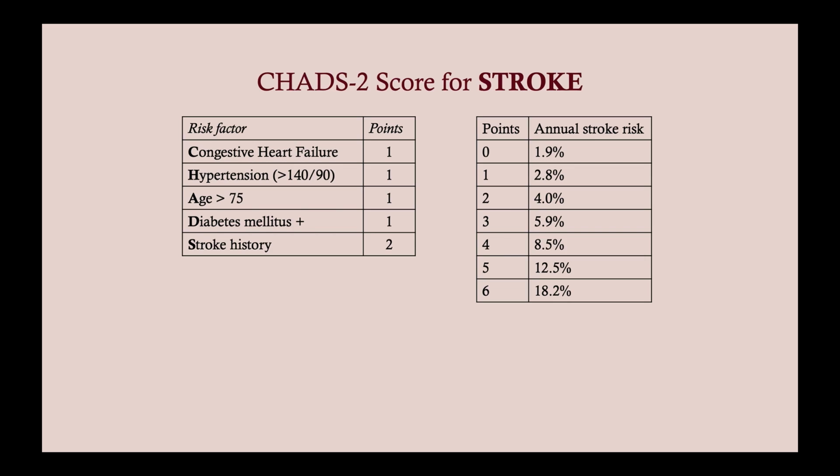CHADS-2 comes into use as far as management of atrial fibrillation, because if you have a patient with a CHADS-2 score of 1 or 0, then you may not need to use warfarin. You can actually get by using 81 to 325 milligrams of aspirin daily. However, with a score of 2 or greater, which is going to be most patients, then you need to use warfarin.